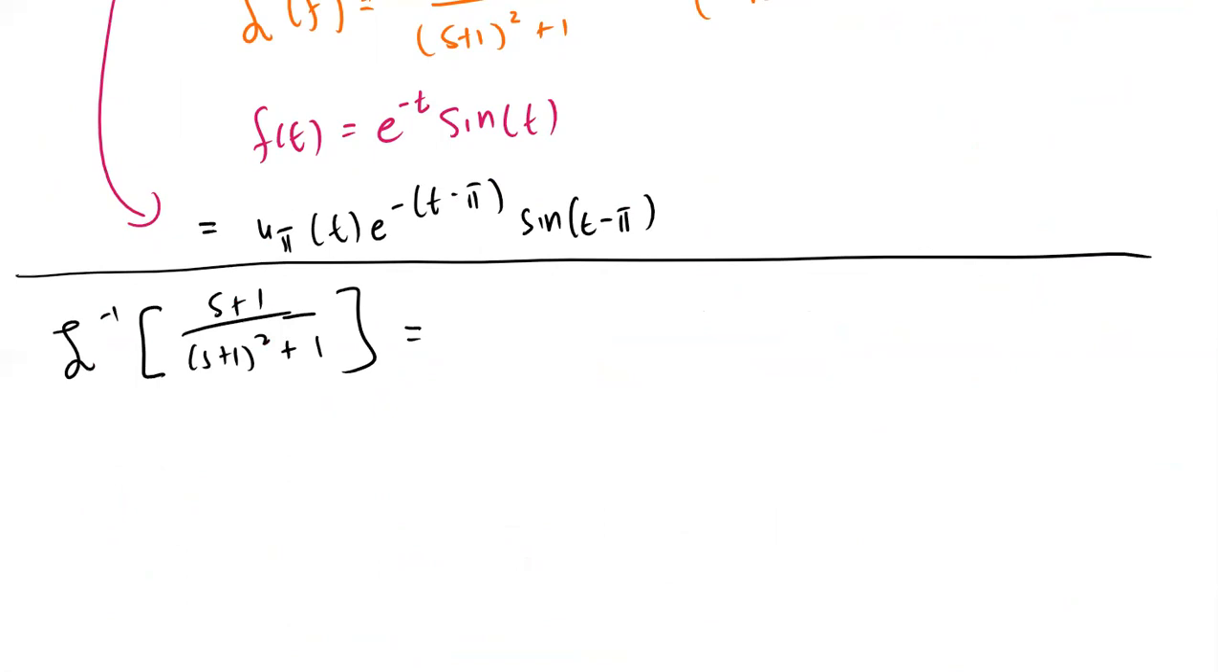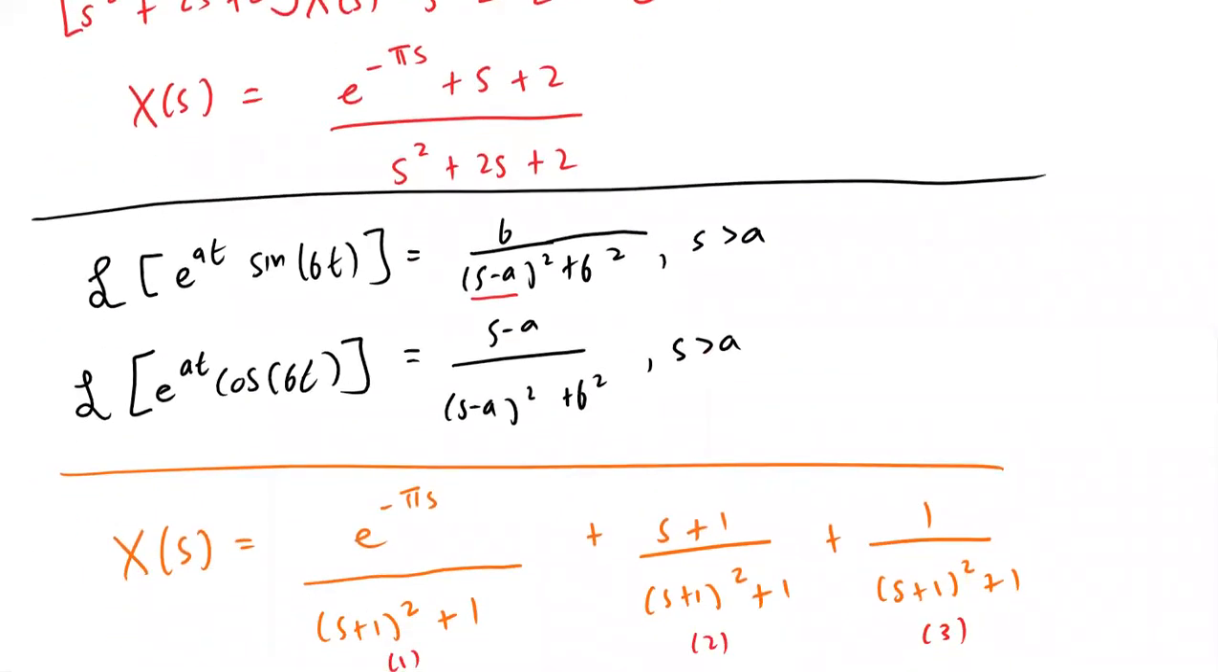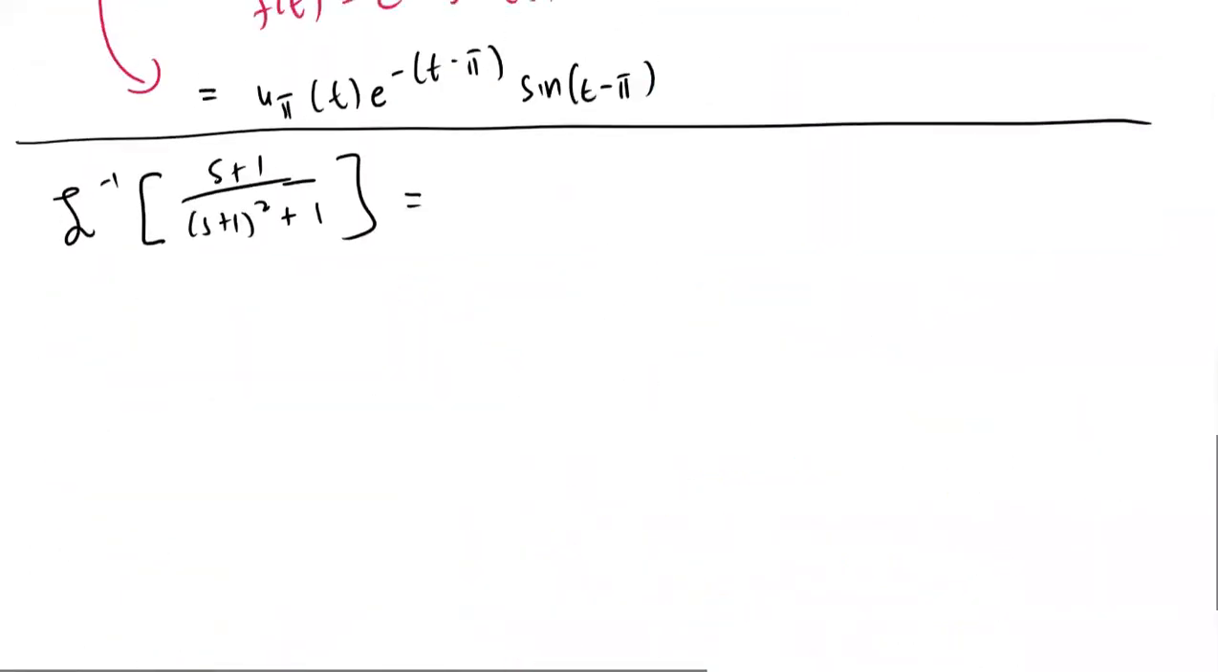So now this is again going to be either a sine or cosine. So let's go back here. Now this looks a lot like the cosine one, right? The e to the at times cosine bt, right? Because a would be negative 1. So we would have s plus 1 in the numerator, s plus 1 in the denominator, and b is 1, so we would have the plus 1 squared. Right? So it precisely matches that formula.